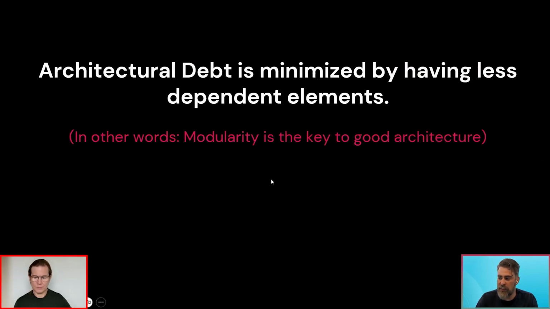When you think about it this way, it really means that architectural technical debt is minimized just by having fewer dependent elements. Or in other words, modularity is the key to good architecture. So far. Okay, so modularity, Amir, let me ask you a question about that, because we've spent a lot of time in this industry getting very excited and over-rotating around the notion of microservices. Aren't microservices modular? Are you saying that microservices is good architecture?